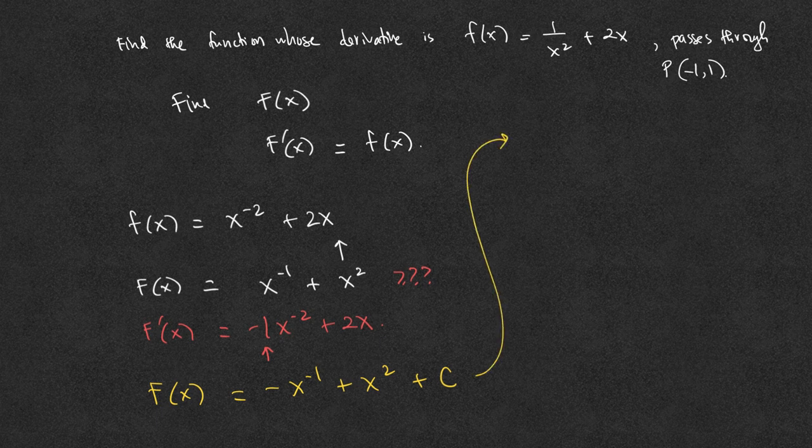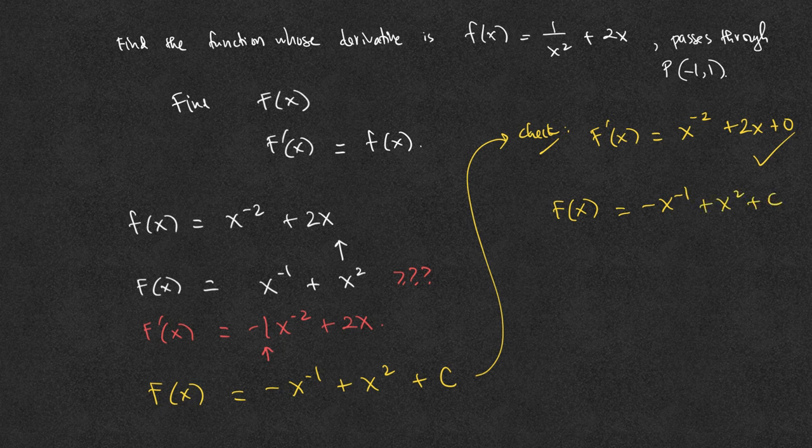Once we update or correct our guess, we still need to check this. F prime of x is negative times negative, which is a positive, x to the -2 plus 2x plus 0. So this guess is correct. We will use capital F of x equals -x to the -1 plus x squared plus c, or capital F of x equals -1 over x plus x squared plus c.